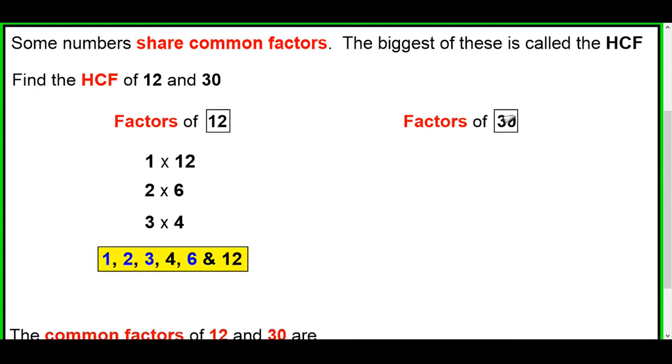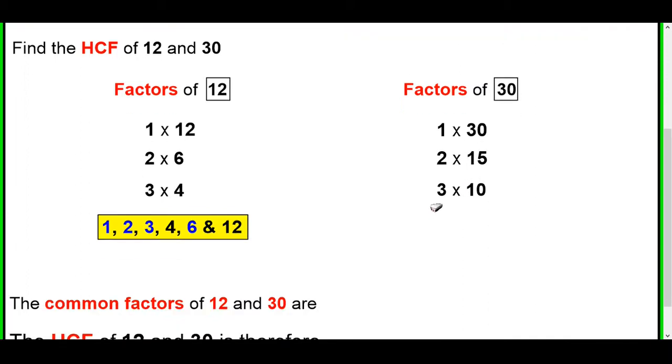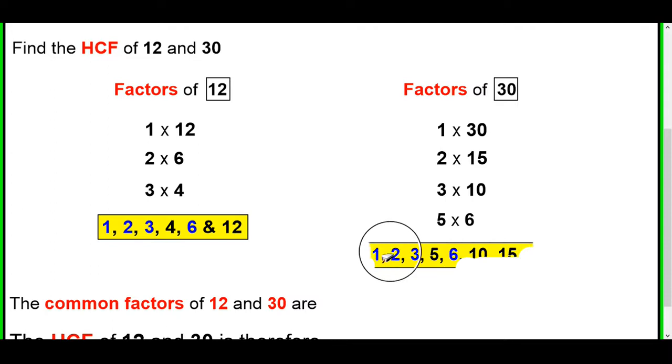So let's look at factors of 30, using factor pairs. 1 times 30, 2 times 15, 3 times 10, 4 doesn't work. We talked about that in the previous lesson because it would need to be 4 times 7.5, which is a decimal. Factors are all whole numbers. But the 5 times table will work: 5 times 6. So the factors are 1, 2, 3, 5, 6, 10, 15 and 30.